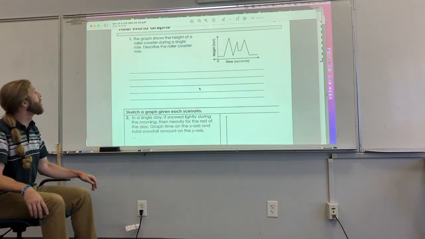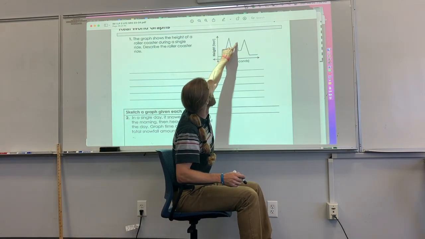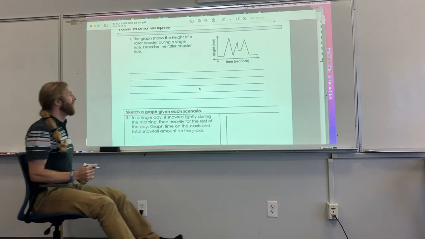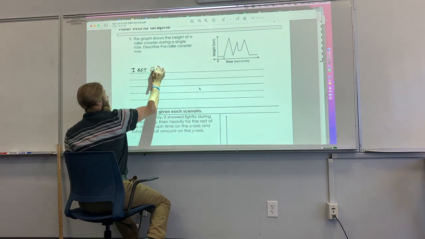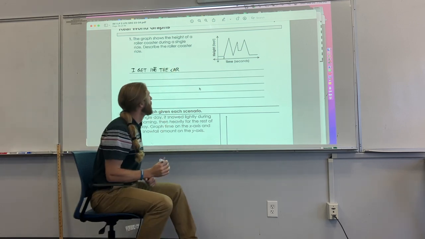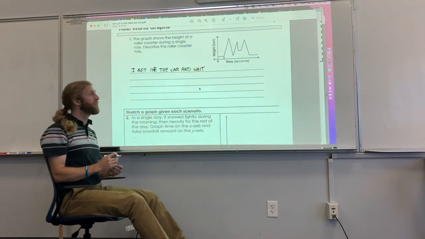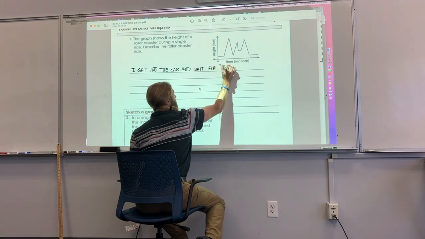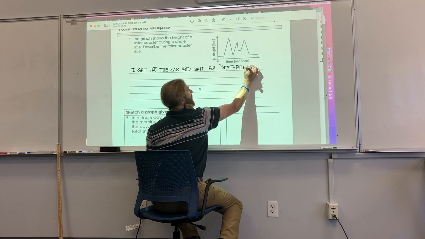Number one, real world graphs. The graph shows the height of a roller coaster during a single ride. Describe the roller coaster ride. Here's me on the roller coaster. All right, so I start off on the ground, I get into the car. And I have to wait a little while. I gotta wait for like the seatbelts, you know? I'm gonna say wait for seatbelting. Cause there's always the guy who doesn't put a seatbelt on and the attendant has to go over and fix it.